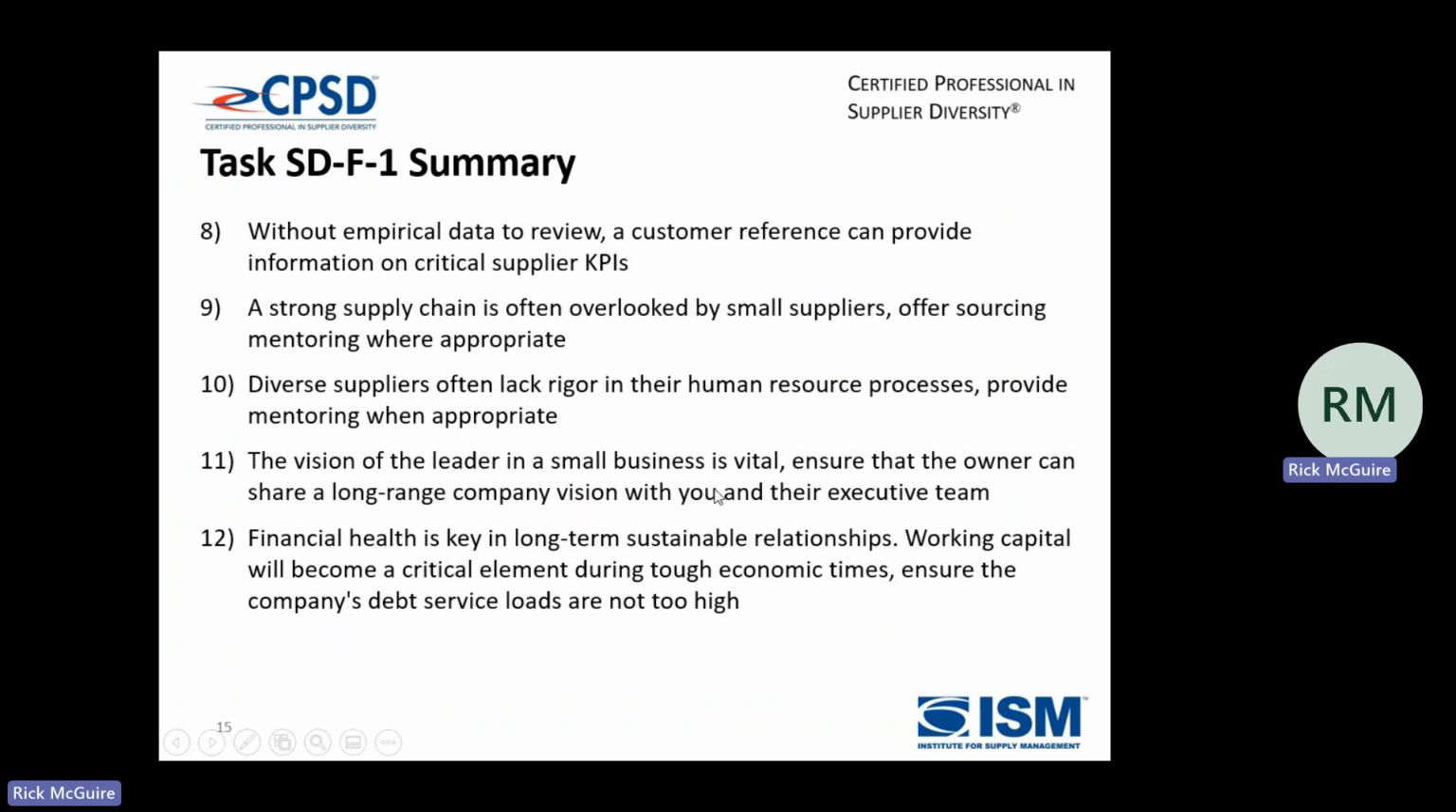And the vision of the leader in a small business is vital to ensure the owner can share a long-range company vision with you and your executive team, or their executive team. Financial health is key in the long term. To sustain relationships, working capital will become a critical element during tough economic times. Ensure the company's debt service loads are not too high.